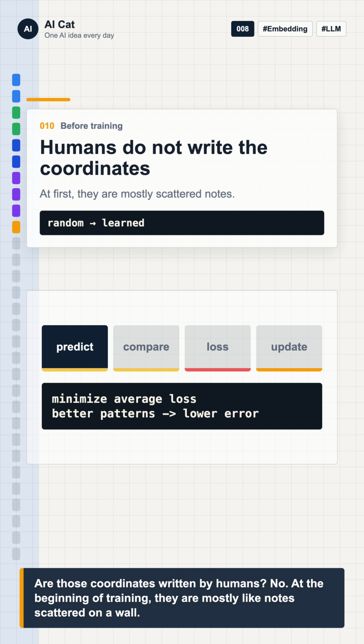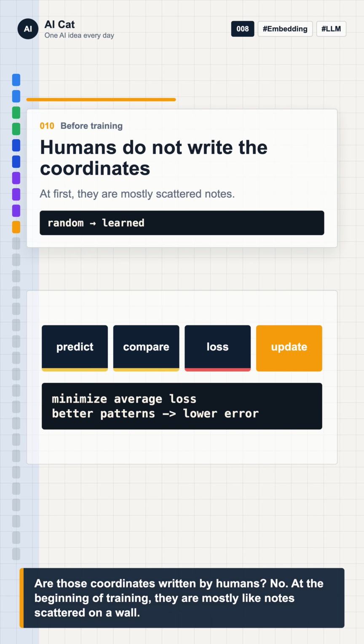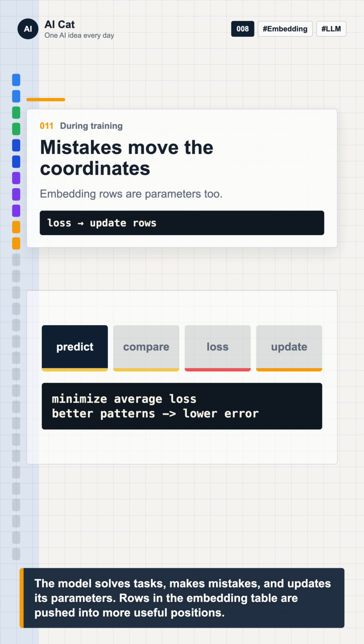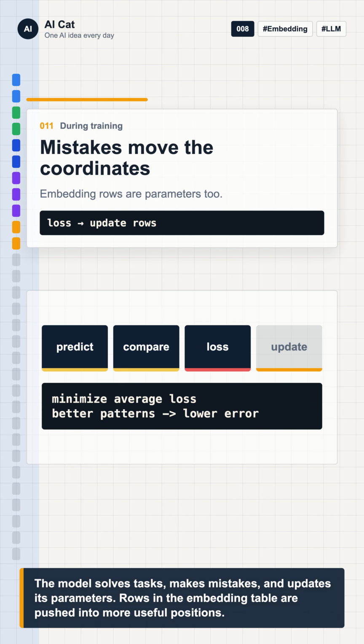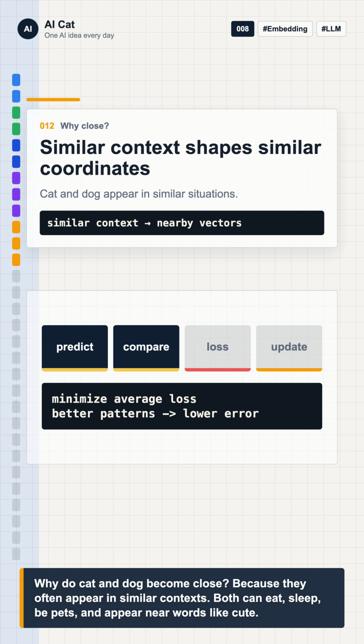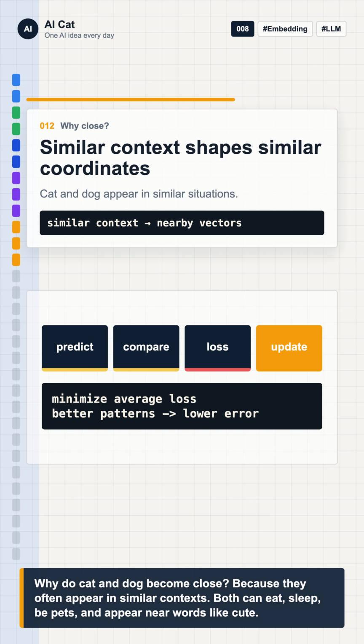Are those coordinates written by humans? No. At the beginning of training, they are mostly like notes scattered on a wall. The model solves tasks, makes mistakes, and updates its parameters. Rows in the embedding table are pushed into more useful positions. Why do cat and dog become close? Because they often appear in similar contexts. Both can eat, sleep, be pets, and appear near words like cute.